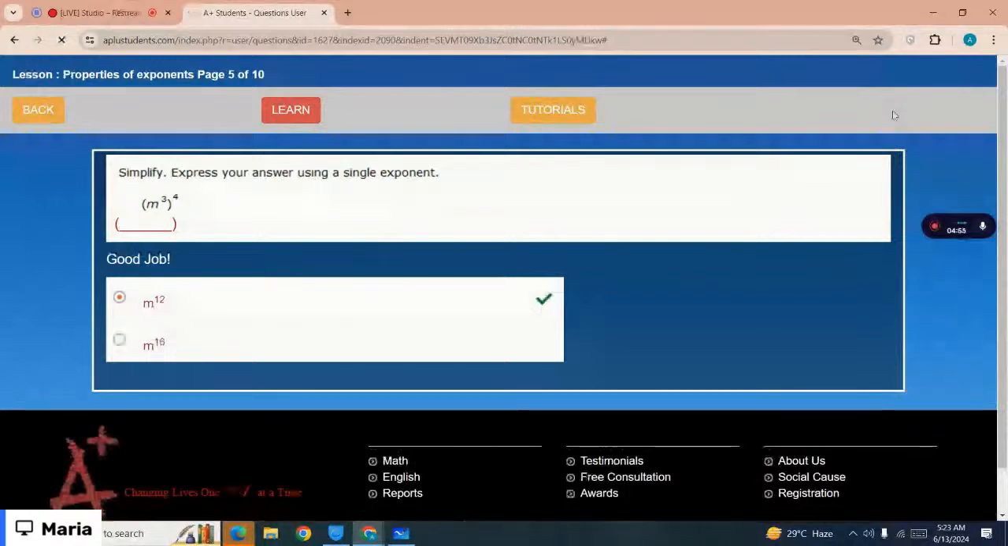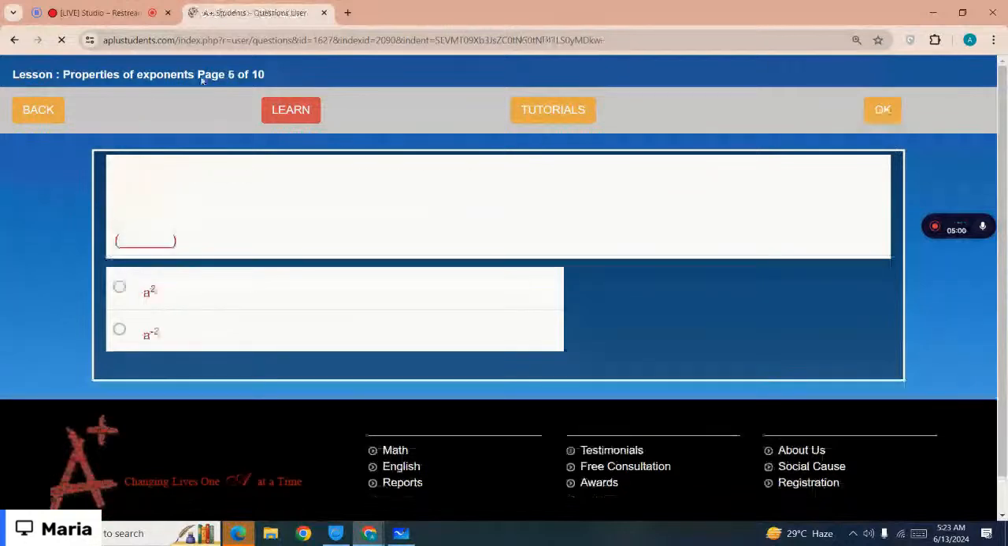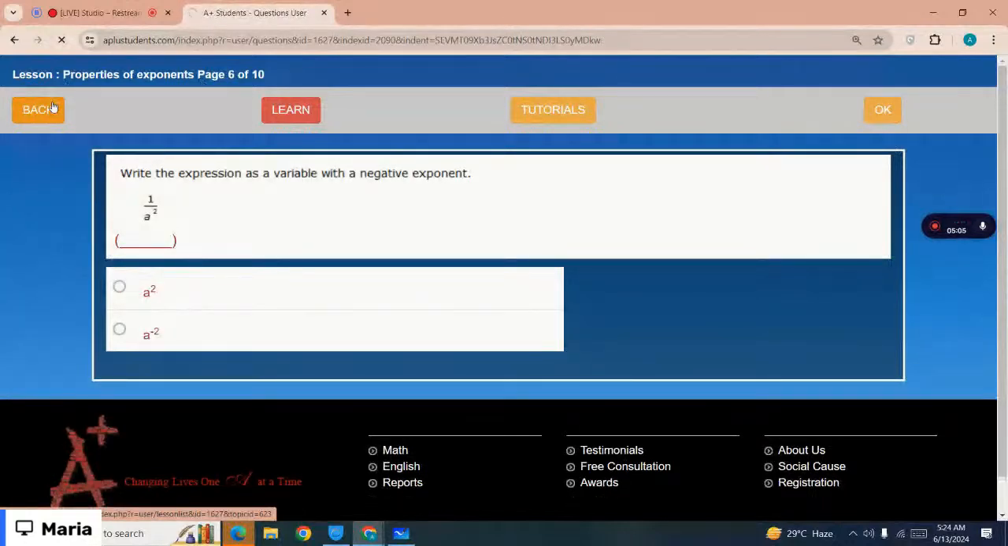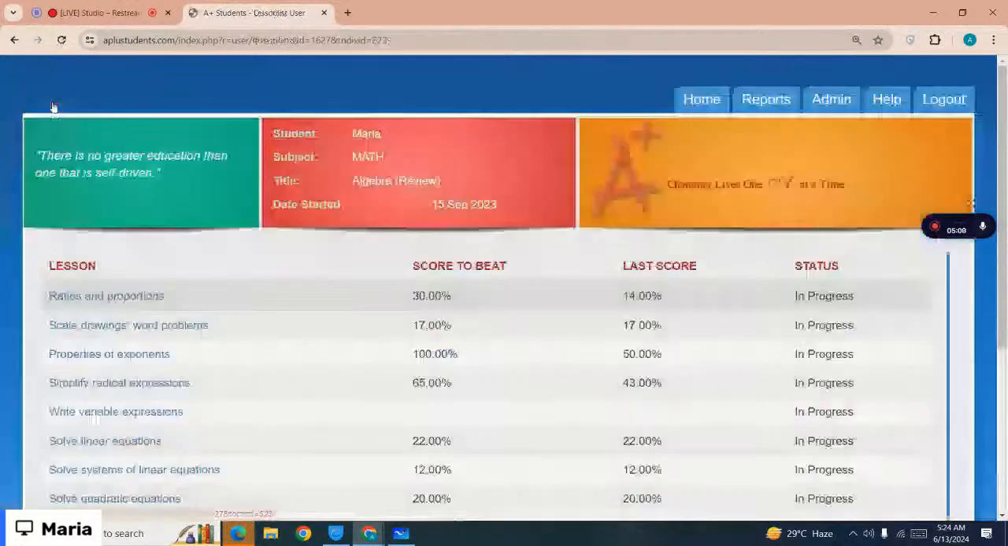Okay, you can complete the lesson by yourself later today. Let me just move on to the next lesson. And the next lesson is simplify radical expressions. Let's just start with the next lesson.